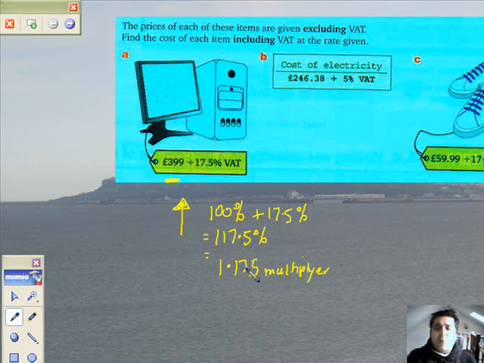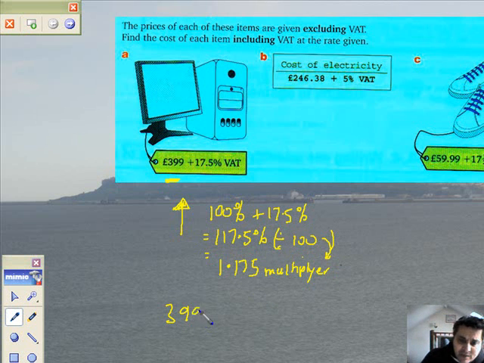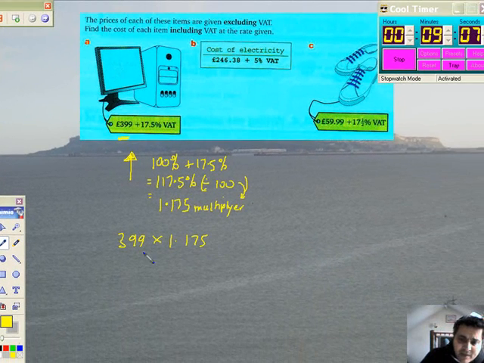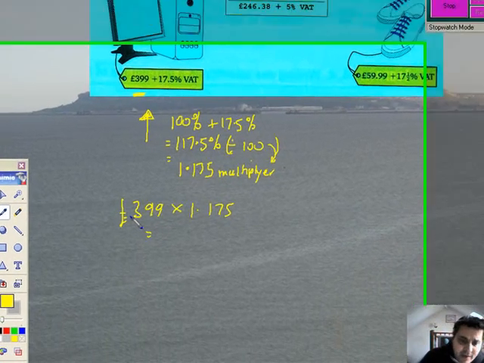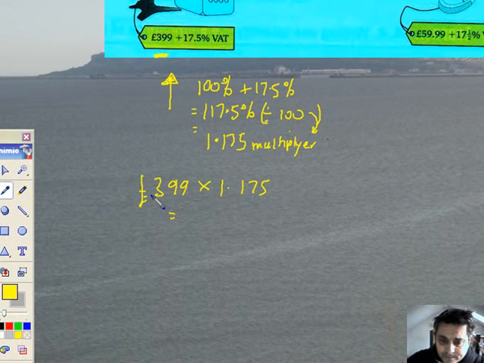117.5, 1.175 as a multiplier, because that means divided by 100, that's where you're going to get that from. So that's what your brain is saying. That's not too clear, but don't worry about it. So as a multiplier, I'm going to take my £399 for my computer, multiply by 1.175, and I will get an answer right there. 399 times 1.175, that's including the VAT.